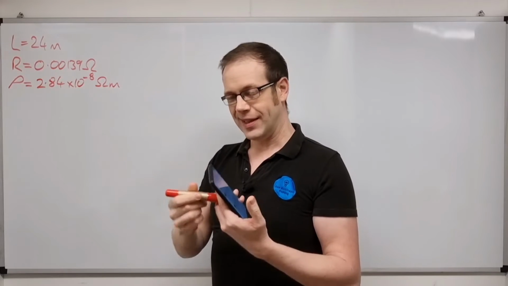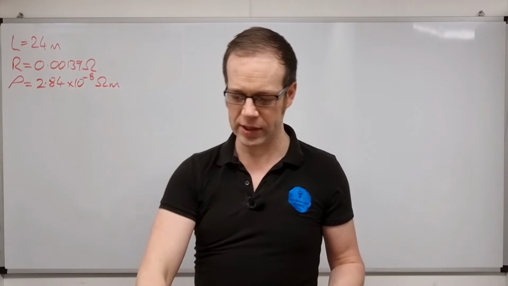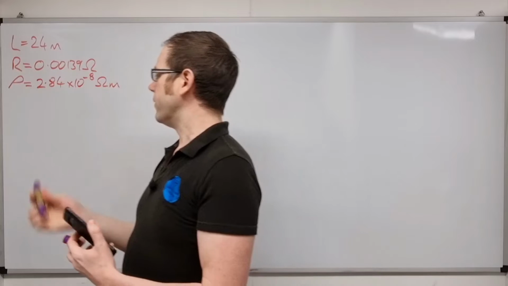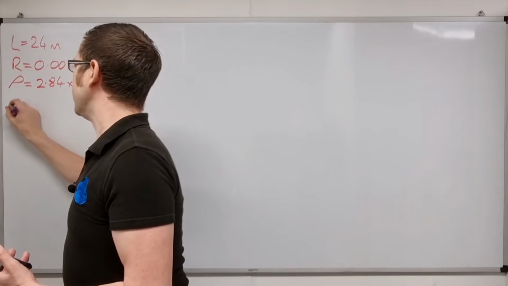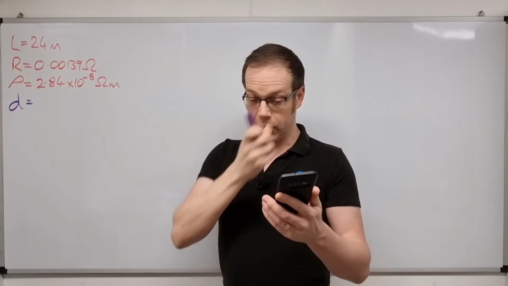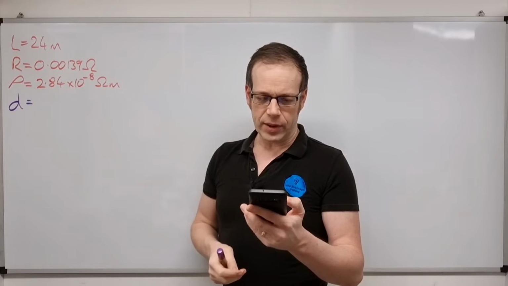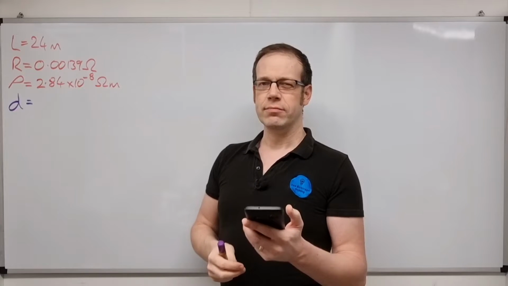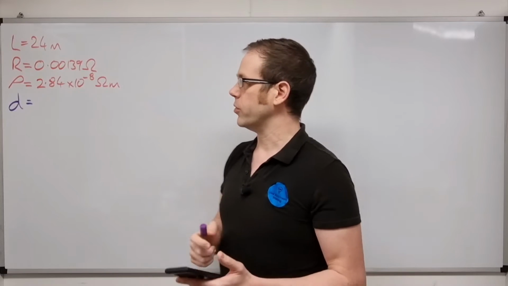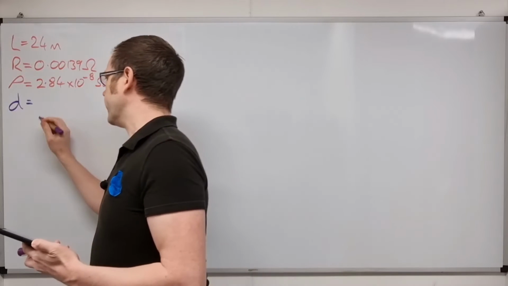And the question is asking us to find the diameter. So this is where this one gets just a little bit tricky. It's asking us to find the diameter. So we want to know what is the diameter of that busbar. Again, I'm going to assume that the busbar is circular, otherwise you wouldn't really be asking for the diameter of it. So I'm going to assume that the busbar is circular in its cross section, and that's what we're trying to find.